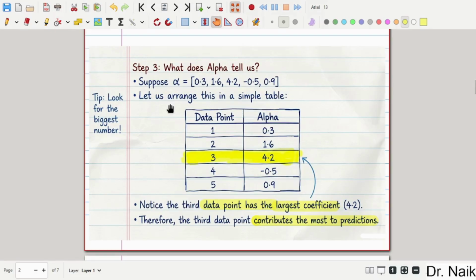Let's arrange these in a simple table. Data point 1 corresponds to alpha 0.3, data point 2 to alpha 1.6, data point 3 to alpha 4.2, data point 4 to alpha minus 0.5, and data point 5 to alpha 0.9. Notice that the third data point's 4.2 is the largest coefficient. Therefore, data point 3 contributes most to the prediction. Remember that the data point with the largest coefficient contributes most to the prediction.